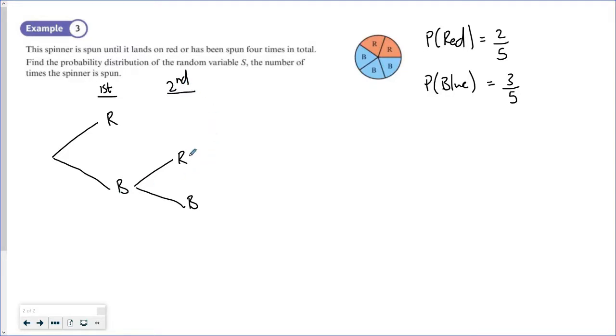And I could either get red or I could get blue on the second spin. Well, if I get red on the second spin, then I stop spinning. And if I get blue, then I'm going to have another go at spinning and see if I get red again. So I could get red or blue. So this is the third spin.